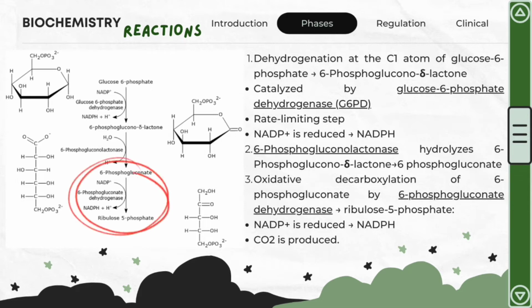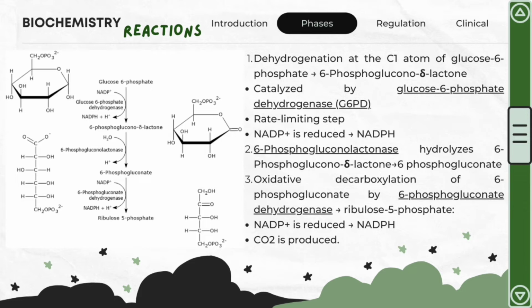In the third step of the oxidative phase, now the 6-phosphogluconate undergoes an oxidative decarboxylation to form the ribulose 5-phosphate. This is a ketopentose, and also forms carbon dioxide and a molecule of NADPH. To oxidize the 6-phosphogluconate, another molecule of NADP plus picks up electrons.